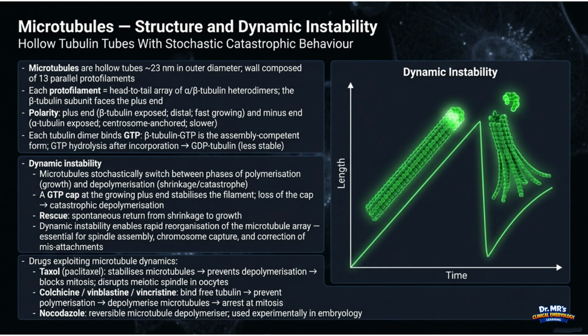But if a microtubule randomly bumps into a kinetochore, boom! The kinetochore chemically grabs the plus end, it stabilizes it, it prevents the loss of the GTP cap, that specific microtubule is captured, it stops shrinking, and it establishes a permanent physical tether to the chromosome. The cell just blindly explores its entire volume until every single chromosome is captured.